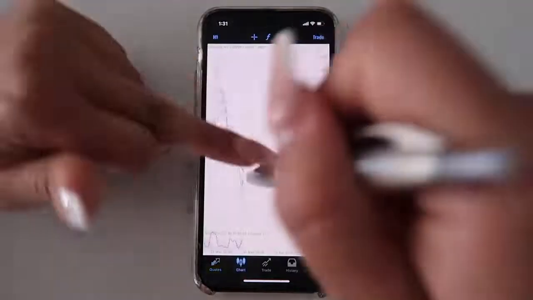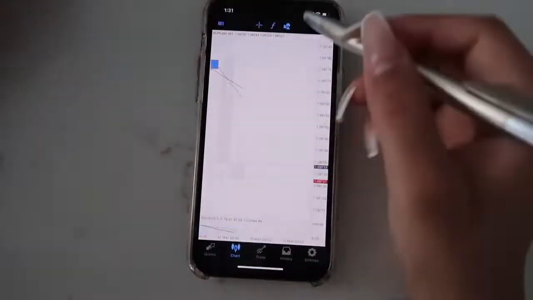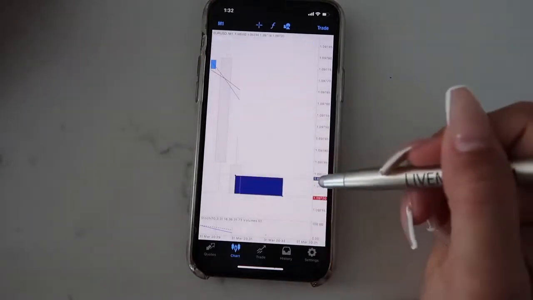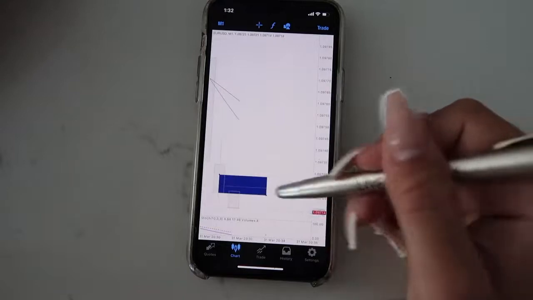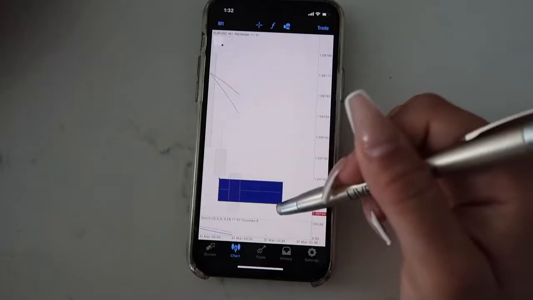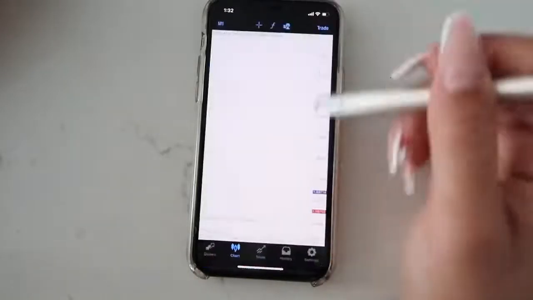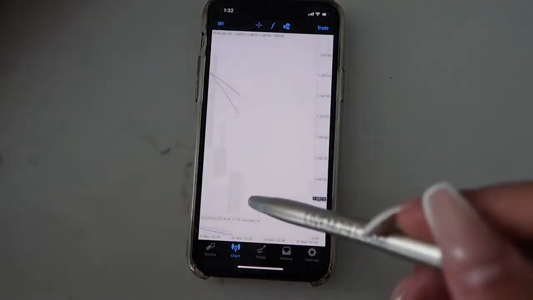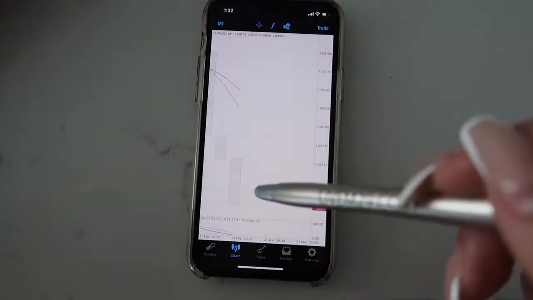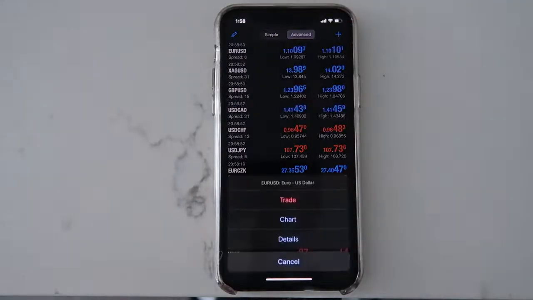Let me open up my chart. So understand what a spread is: the difference between the bid price and the ask price. So of course, yes, as price moves, so would the spread. But understand the gap between the bid price and the ask price is the spread that you pay to enter a trade. Okay, so let's click on a pair.